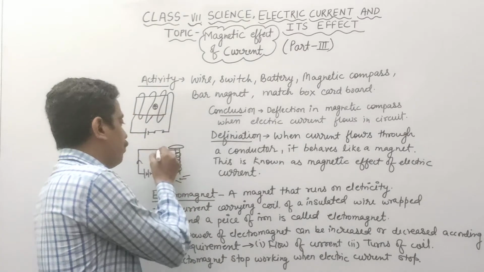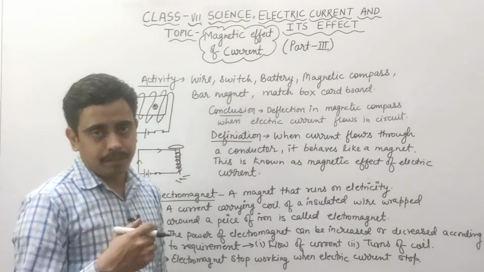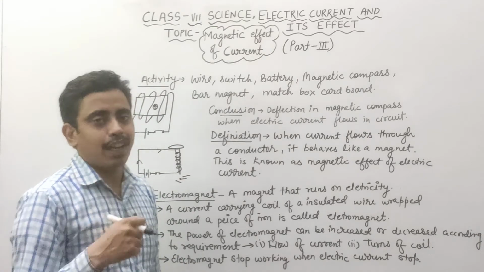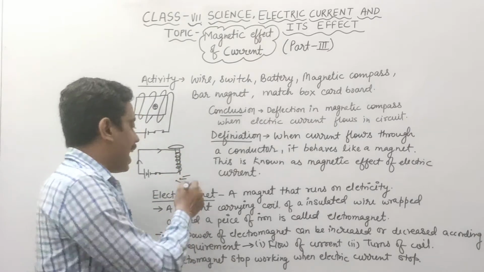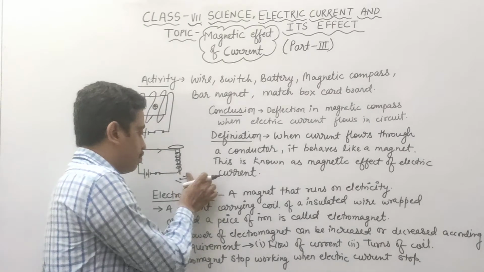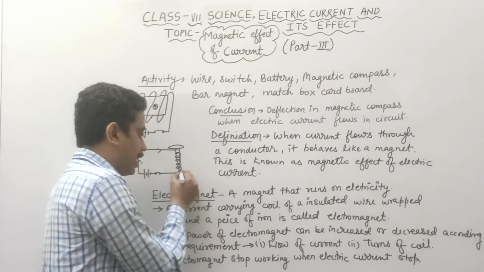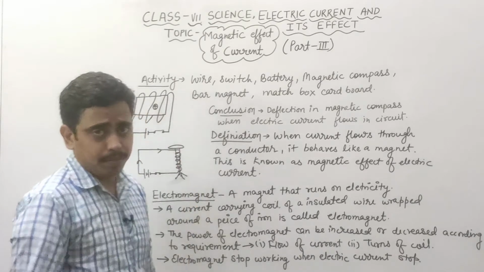As the electric current flows through the nail, this nail starts behaving like a magnet. Okay, that is the magnetic effect of electric current. It starts behaving like a magnet and starts attracting these pins towards it, and these pins will attach to this iron nail.